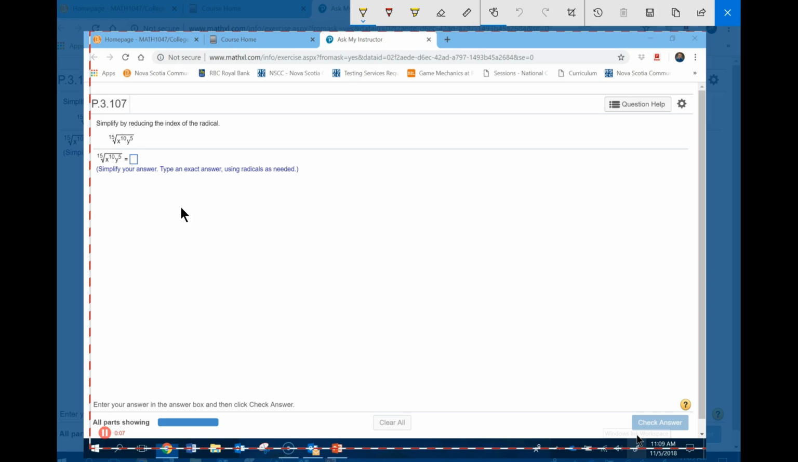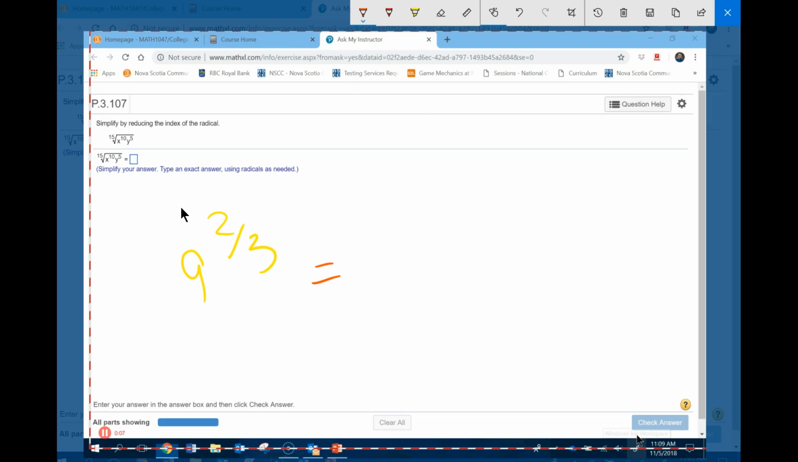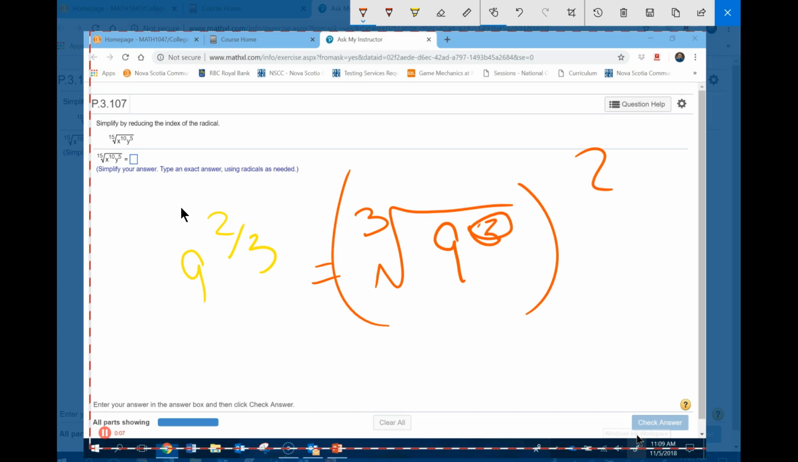Okay, so if I had, let's say, 9 to the 2/3, remember we would see that as the cubed root of 9. And you can square it out here or you can put the squared in here as well, right? Either or is fine. So that's how we would evaluate it. What we're going to do now is basically the opposite of that.